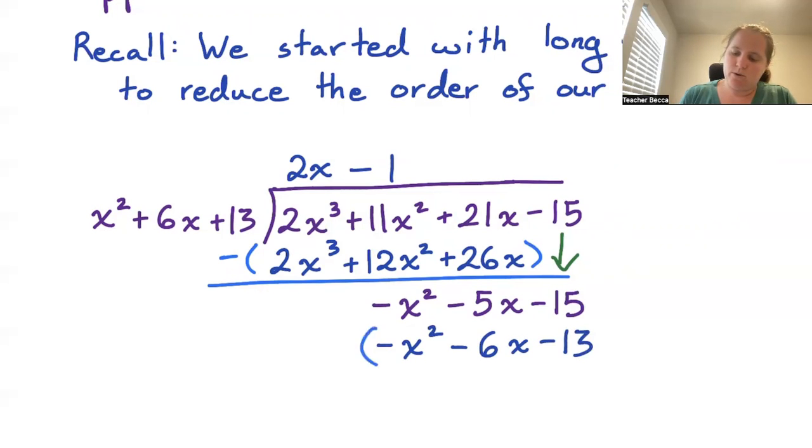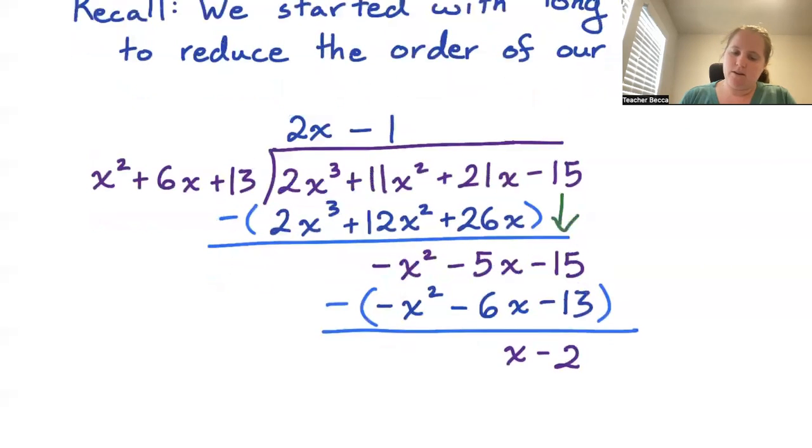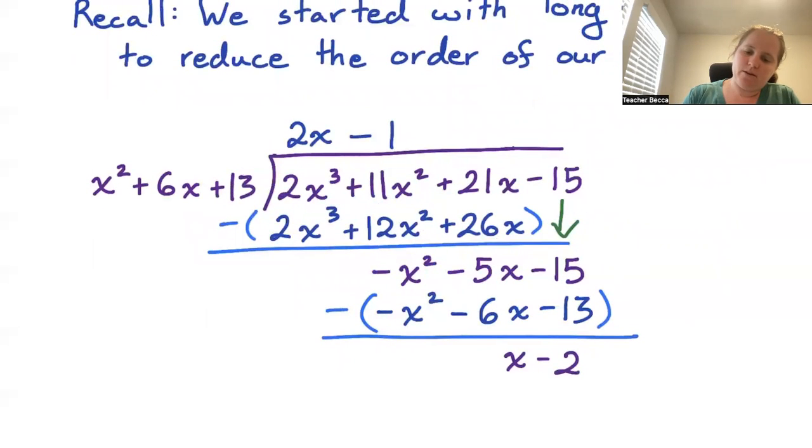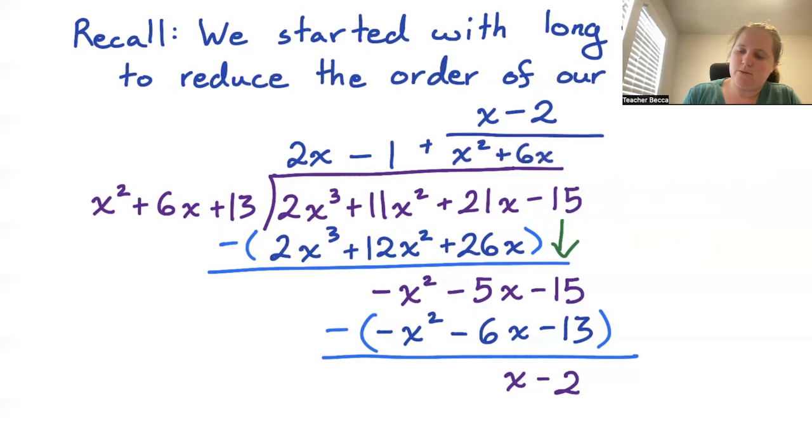Do our subtraction one more time. Negative x squared minus negative x squared cancels out. Negative 5x minus a negative 6x becomes a positive x. Negative 15 minus negative 13 becomes minus 2. And so we wind up with 2x minus 1 plus our new numerator x minus 2 all over x squared plus 6x plus 13. So this should look exactly the same as what we did in the previous video.